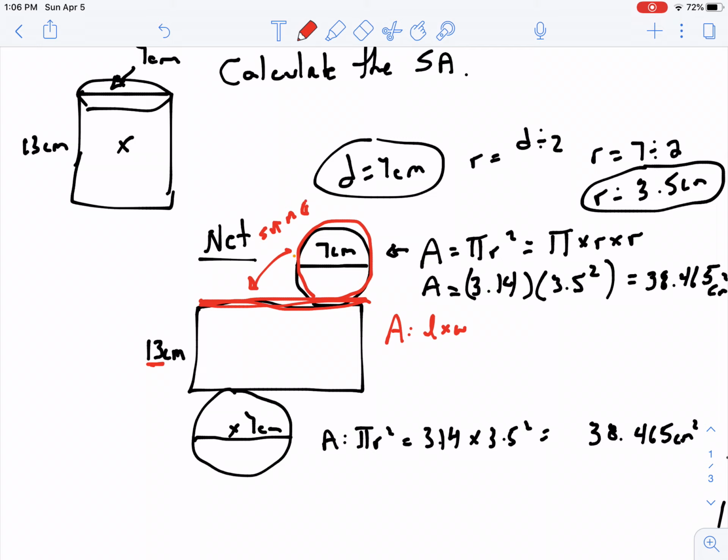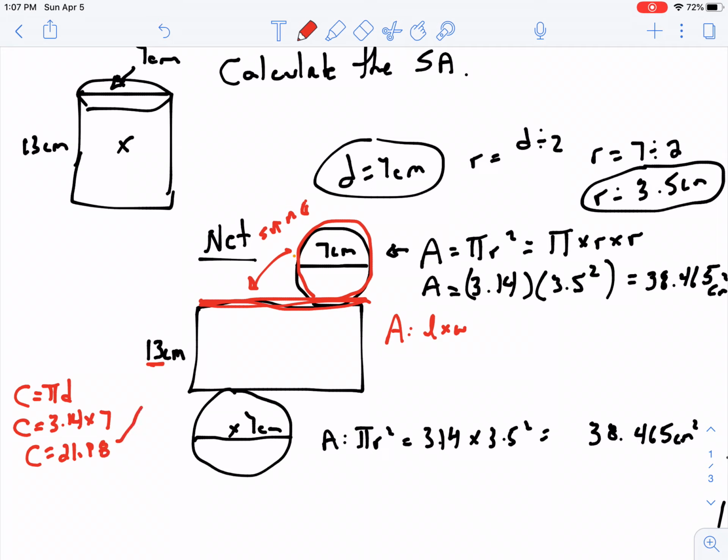I can turn around and say, well, wait a second. That red line that I just drew around the circle is known as my circumference. So I could actually find my circumference, and we learned a formula for circumference. Circumference is pi times diameter. I know what my diameter is, and I know pi is 3.14, so I can find my circumference. And when I do the math, I get 21.98.